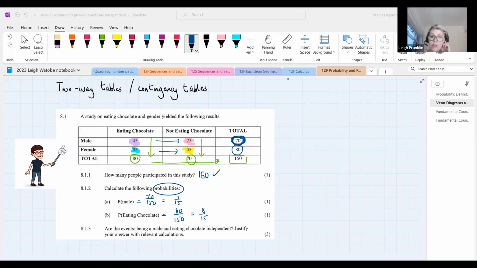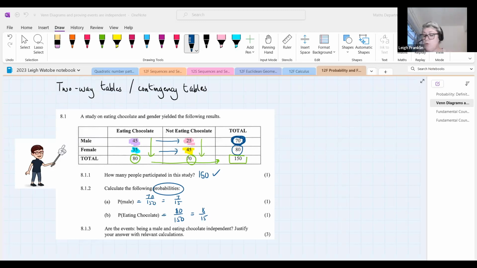Okay, so eating chocolate and not eating chocolate would be mutually exclusive events, just like male and female are mutually exclusive events. The other thing that they ask us is, are the events of being male and eating chocolate independent? Justify your answer with the relevant calculations.